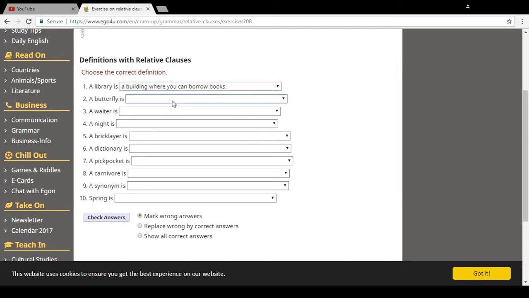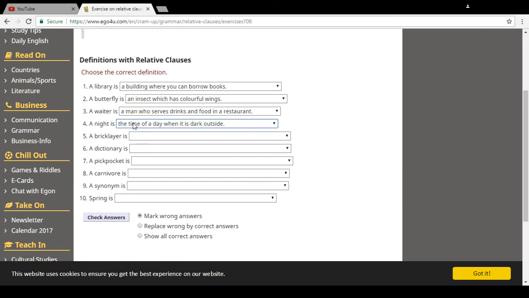Butterfly is an insect which has colorful wings. Waiter is a person who steals purses from pockets and bags. Ne. Is a person who builds houses. Nije ni to. A man who serves drinks and food in restaurants. To je. And night is the time of the day when it is dark outside.